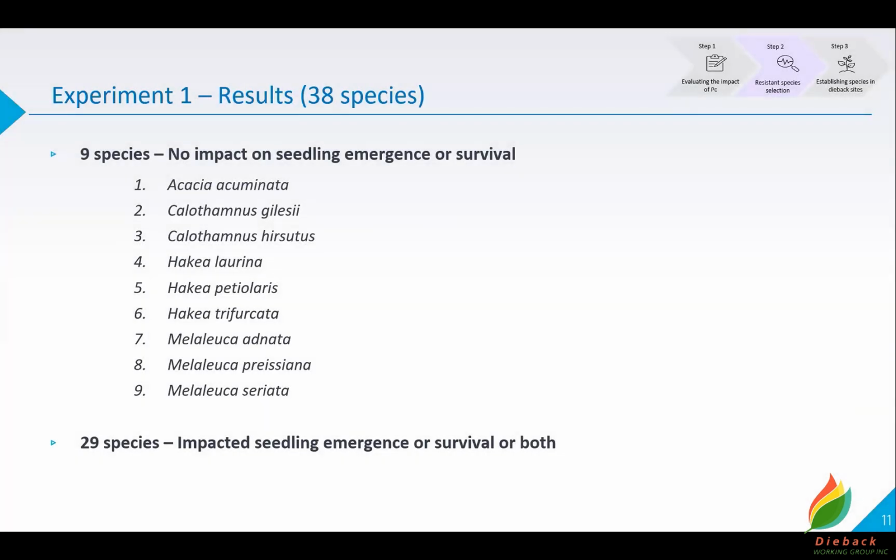So out of 50 species, only 38 species emerged sufficiently to do the stats. And for only 9 species, there was no impact of pathogen on both seedling emergence and survival. This included species from Calothamnus, Hakea, and Melaleuca genera. And for the rest of the 29 species, the pathogen impacted either seedling emergence, survival, or both.